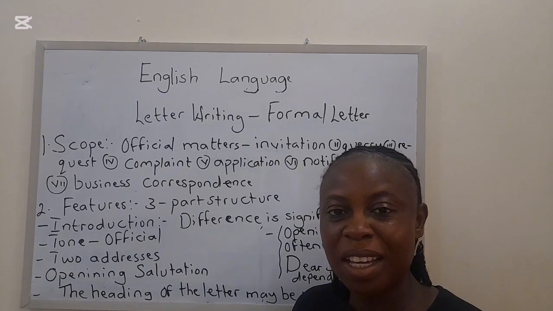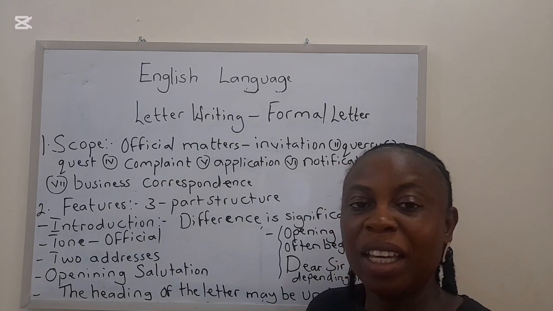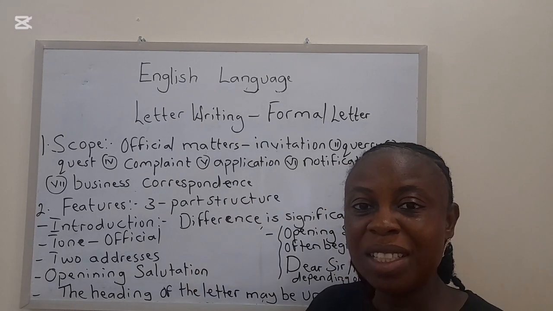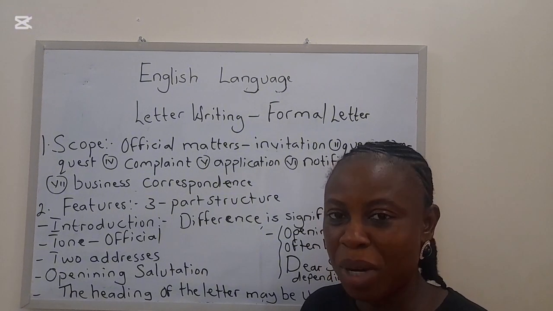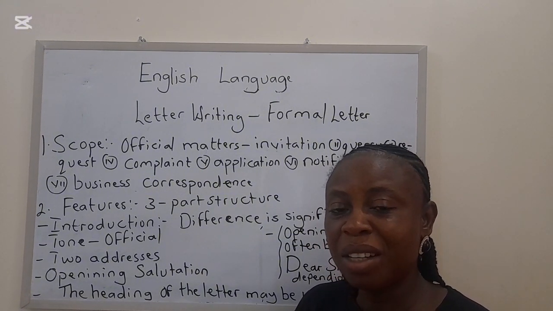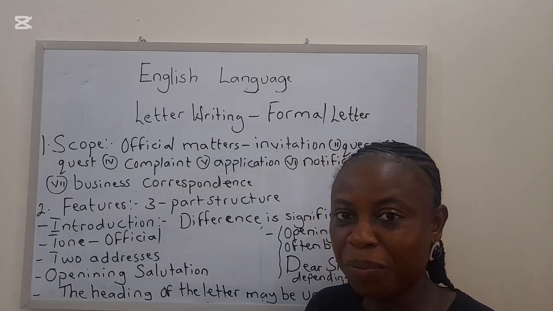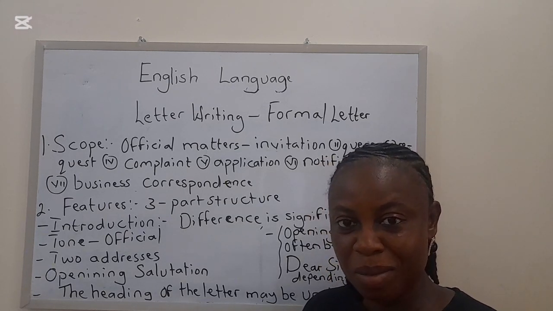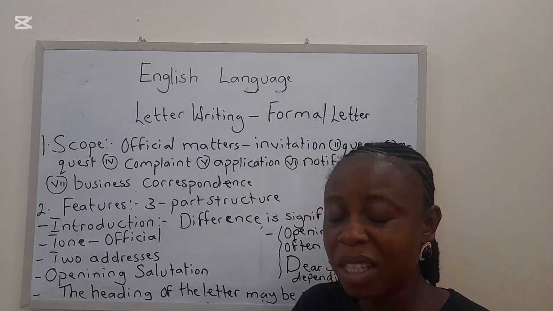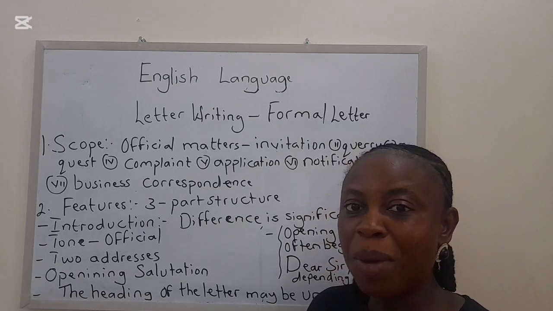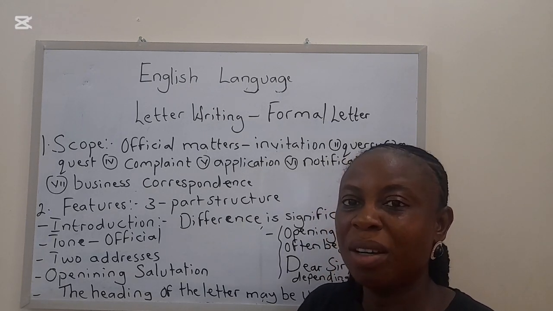What type of letter is a formal letter? It's an official letter. It discusses official matters. That's a significant difference between a formal and an informal letter. Informal letter is written to relatives. It is personal, while formal discusses official matters.